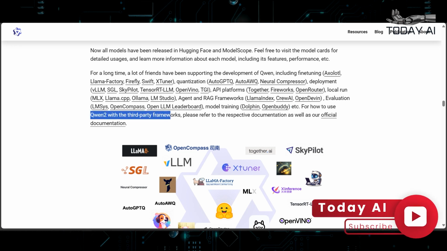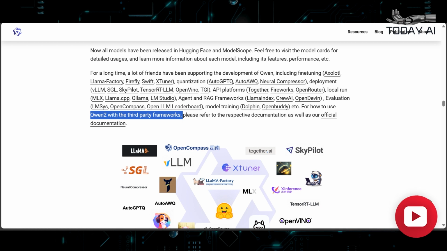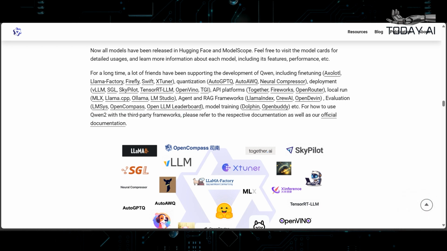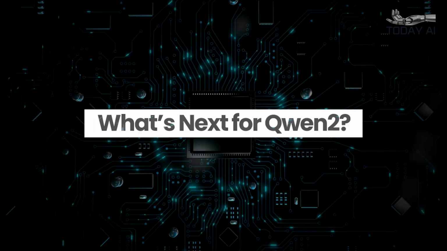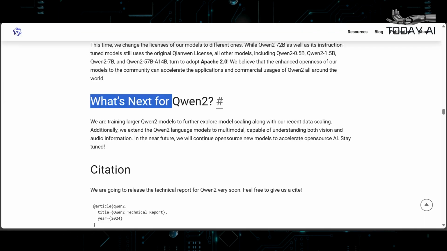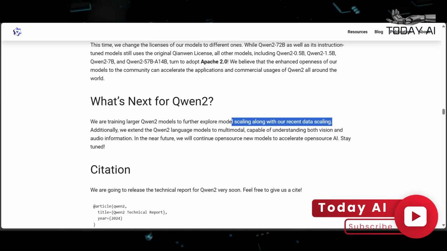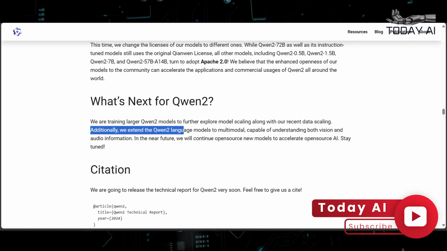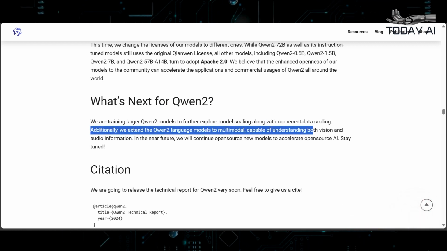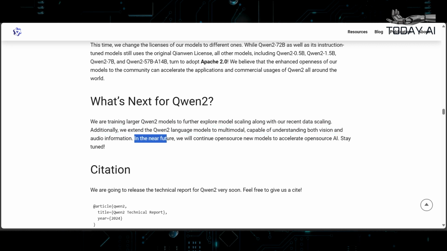For how to use Qwen2 with the third-party frameworks, please refer to the respective documentation as well as our official documentation. What's next for Qwen2? We are training larger Qwen2 models to further explore model scaling along with our recent data scaling. Additionally, we extend the Qwen2 language models to multimodal, capable of understanding both vision and audio information. In the near future, we will continue open-sourcing new models to accelerate open-source AI.